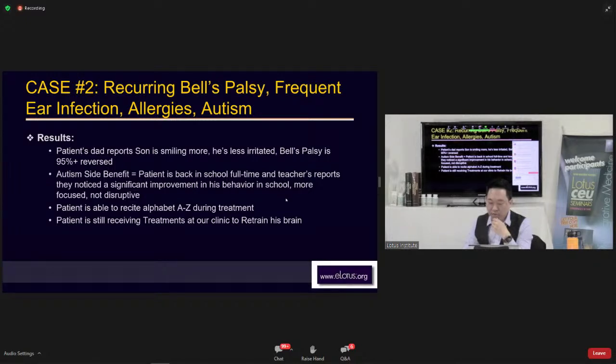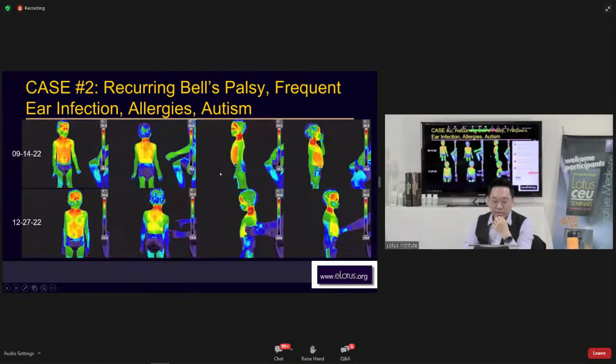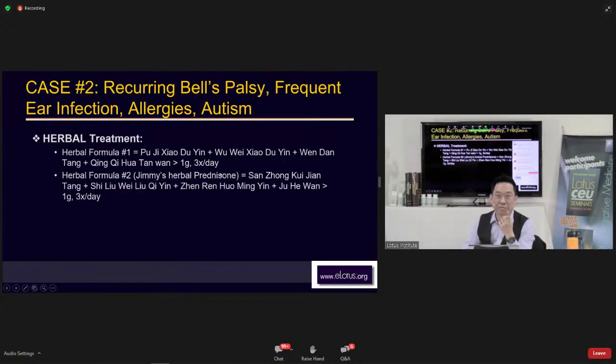We have this as a formula. My prednisone. No, that's not Jimmy Chang's prednisone. That's Jimmy Yen's prednisone, sorry. Yes, my mentor is Jimmy Chang, but this is my herbal prednisone. So they don't have this. They have Jimmy Chang's, I think. Okay.